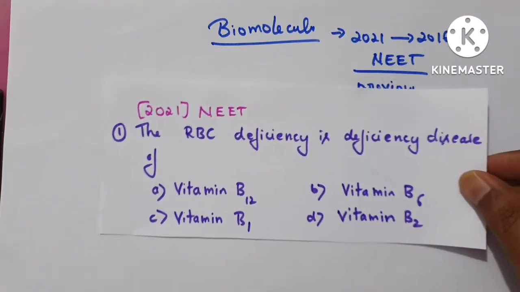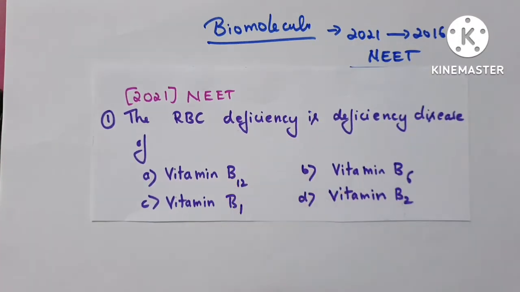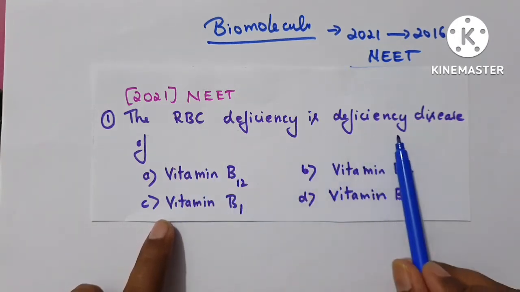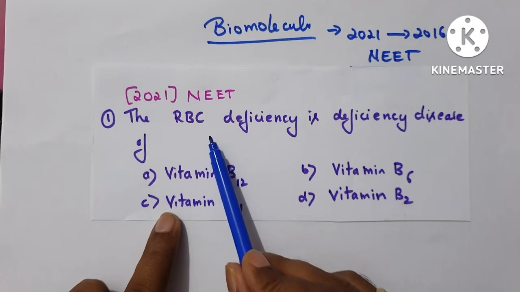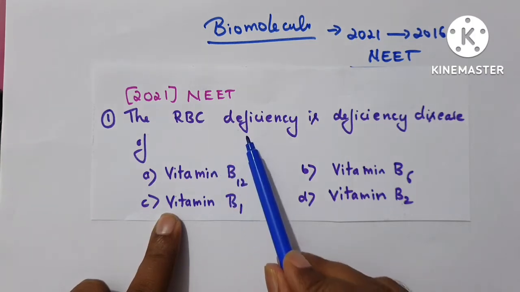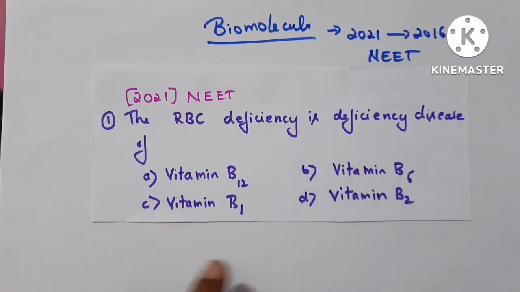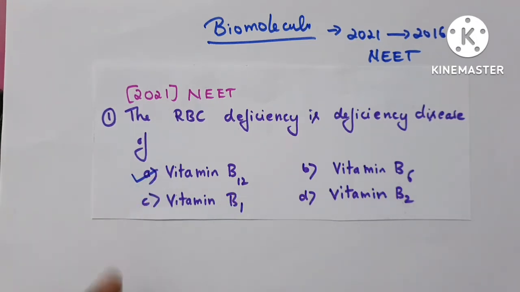If you observe here, the first question is very simple and easy, children. The RBC deficiency is a deficiency disease of which vitamin? The RBC deficiency is known as pernicious anemia. Pernicious anemia is caused due to vitamin B12.